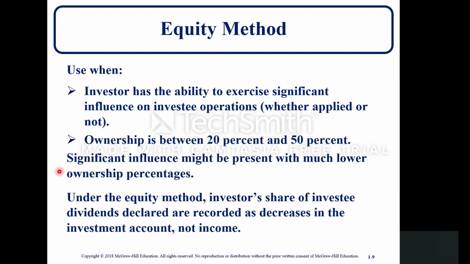So the equity method. You use it when the investor has an ability to exercise significant influence on the investee's operations. Ownership is between 20 and 50%. Significant influence might be present with much lower ownership percentages, as a note. Under the equity method, investors' shares of investee dividends declared are recorded as decreases in the investment account, not income.